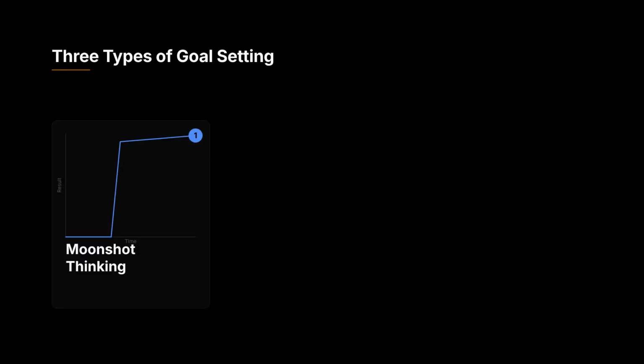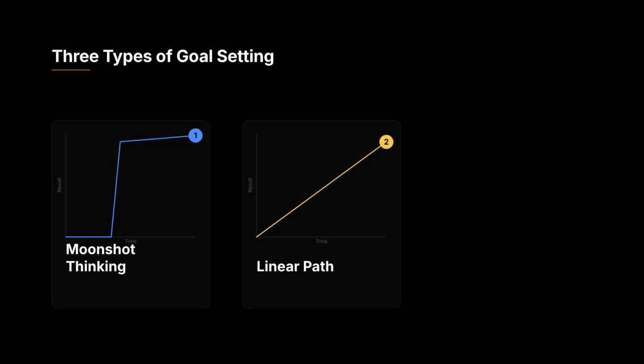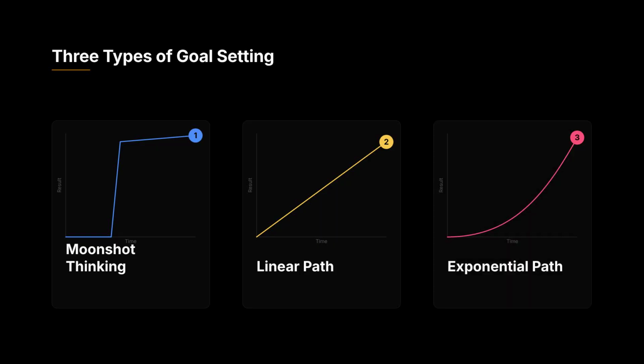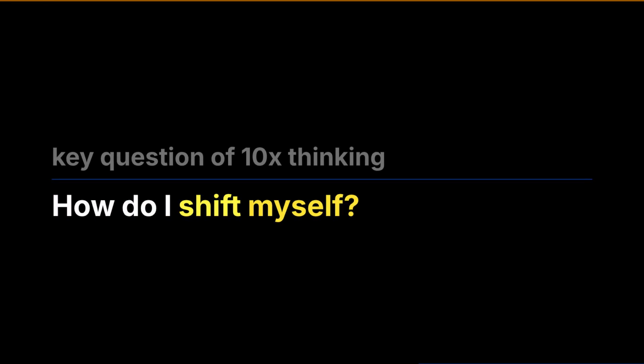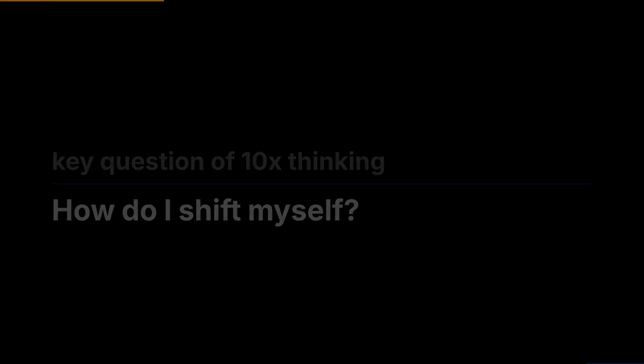I see goal setting as landing in three different camps: the moonshot goal, the linear path goal, and the exponential goal. The moonshot goal is the 10x thinking, where the purpose of the goal is to shift your reality. So you are living in one space with a humble goal, and you say, okay, what would 10x that goal be? And what sort of life would I be living if I did that?